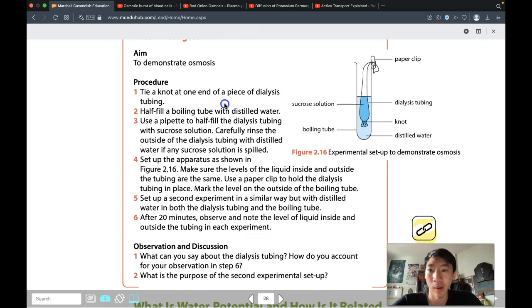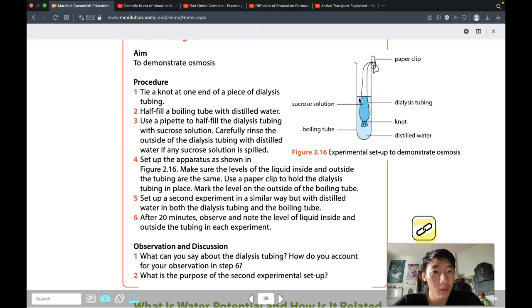Okay, so let's see how to do this experiment. You can read the rest yourself. Basically, after 20 minutes, what will we observe to the level of liquid inside and outside the tubing in the experiment? So what happened to the volume of the sucrose solution, and what happened to the volume of the distilled water over here, these two lines, the darker blue and the lighter blue line.